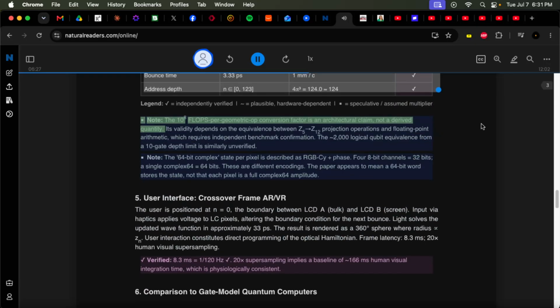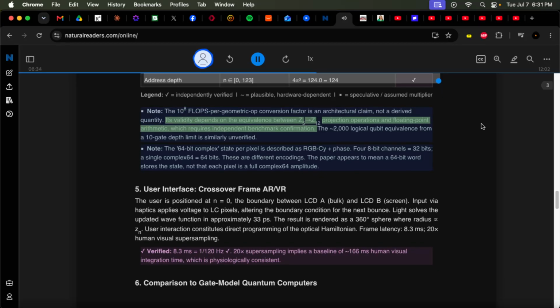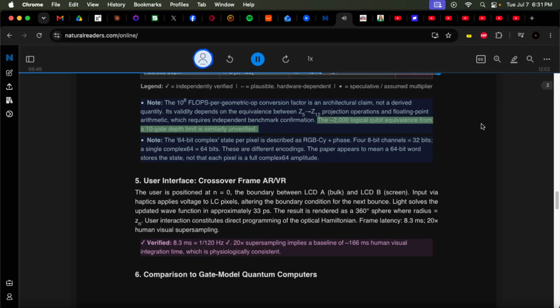End note: the 10 flops per geometric op conversion factor is an architectural claim, not a derived quantity. Its validity depends on the equivalence between Z → Z projection operations and floating point arithmetic, which requires independent benchmark confirmation. The approximately 2000 logical qubit equivalence from a 10-gate depth limit is similarly unverified.